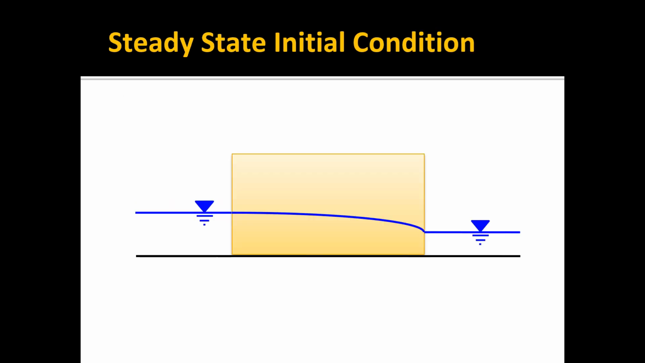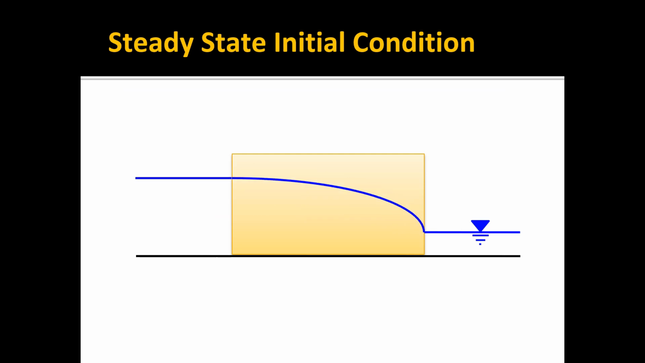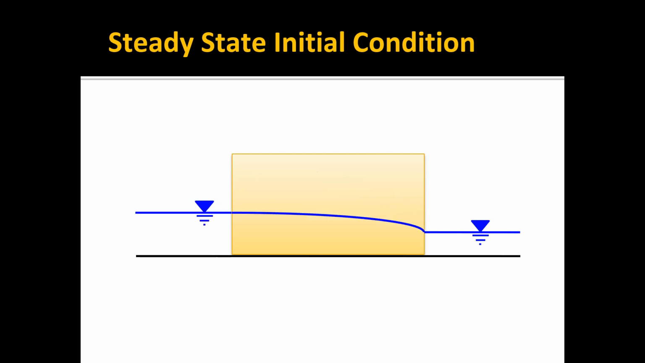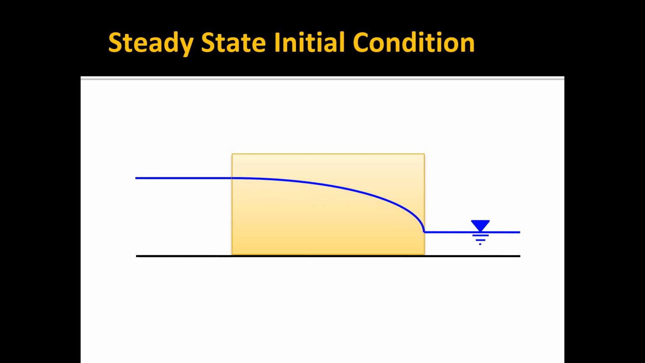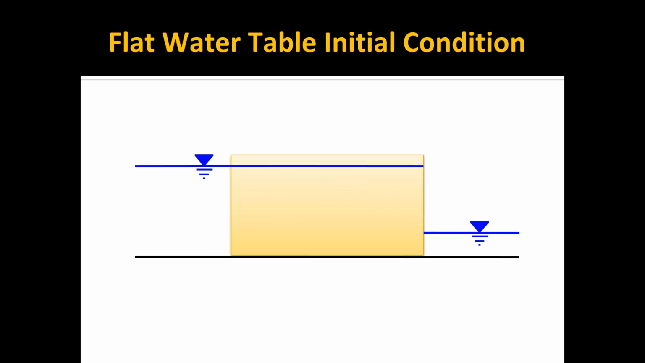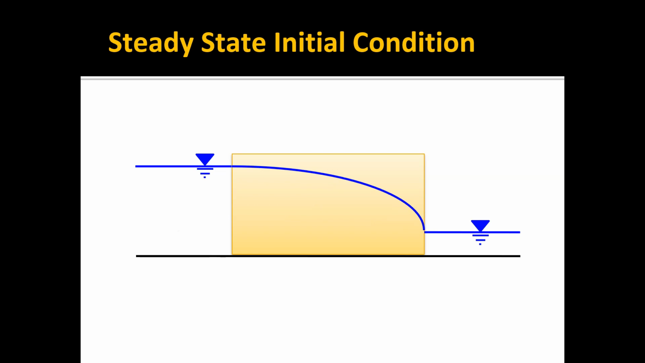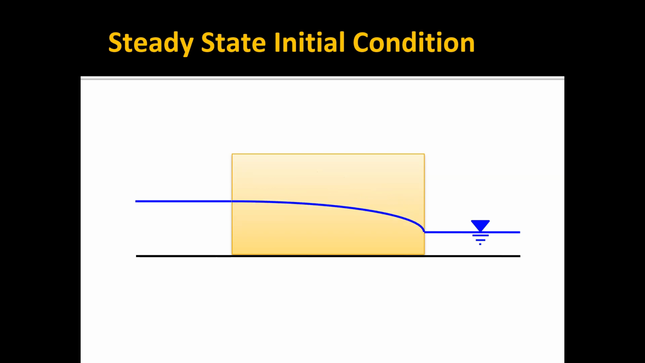So again, as I go up and down here, you can see the difference. So the head value is pinned to the correct value on the right, and the transient changes are in response to the changing water level on the left. Let me go back and play the previous one. So this is the flat water table initial condition, and it looks like this. And this is the steady state initial condition, and it looks like this. So this is the correct solution.